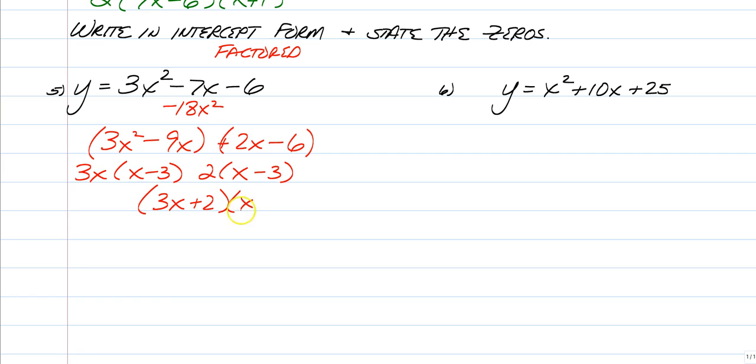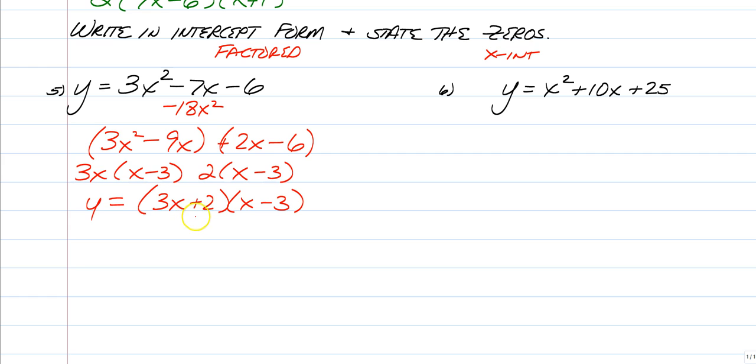Our insides are x minus 3. And, of course, don't forget the y equals in front. That is intercept form. So it's just factoring. We put a y equals in front, and now all of a sudden we have an intercept form equation. To state our zeros, or also known as our x-intercepts, it's just like solving.